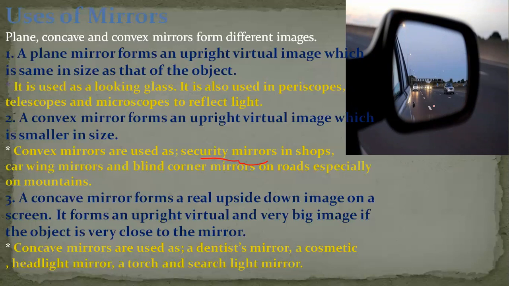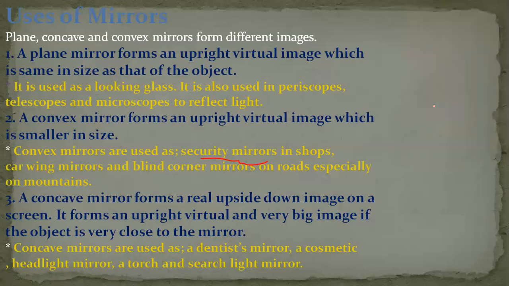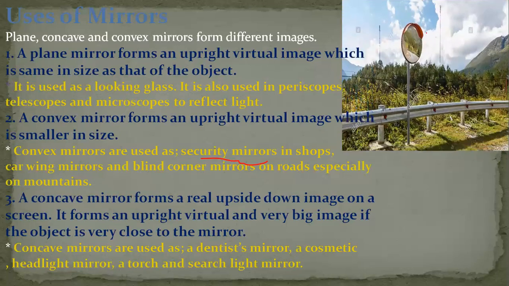That's why that is used in the wing mirrors. Then we will see the blind corner mirrors, which are placed and fixed, especially on the mountains where there is a turn, there are bends, so that there must not be accidents, so that the coming cars can see the other cars also. Because that can see the images which are very far away, here they can see properly all types of vehicles or conveyance which are coming here. So there is less chance of accidents.